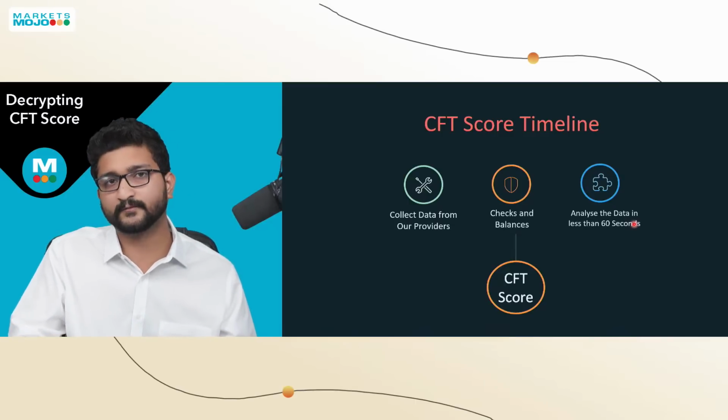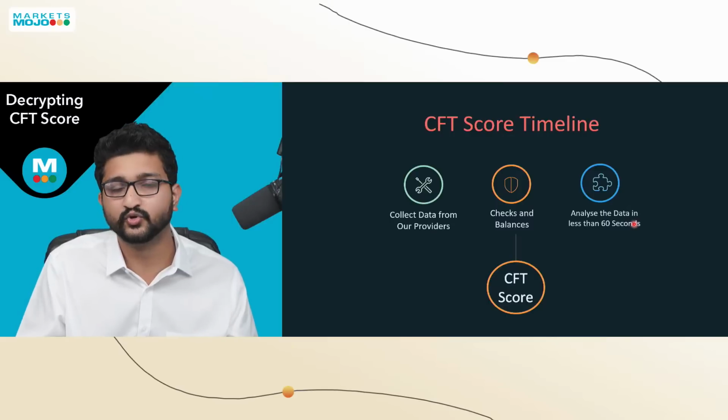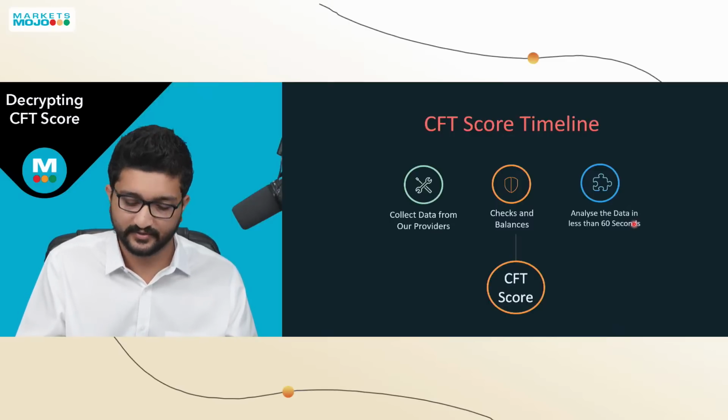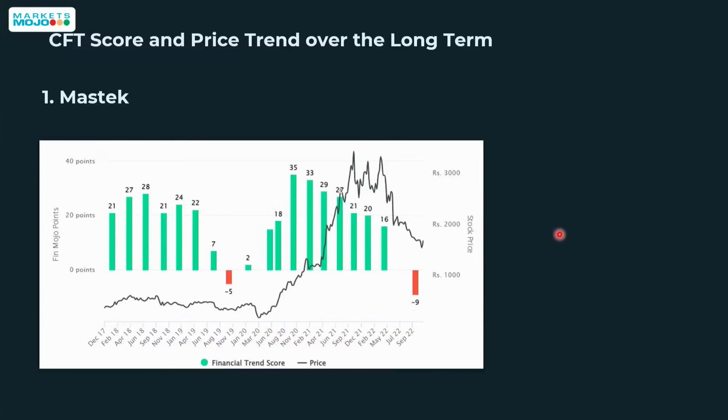Now I'll take you across how Markets Mojo has used the CFT score to identify trends across different companies. I've picked up 2 examples over here. CFT score and price trend over the long term. I picked this particular company, Mastic. It's one of our top performing companies. And I'll just elaborate on this chart slowly.